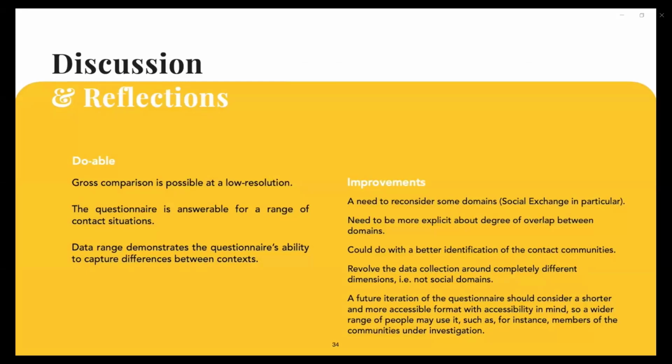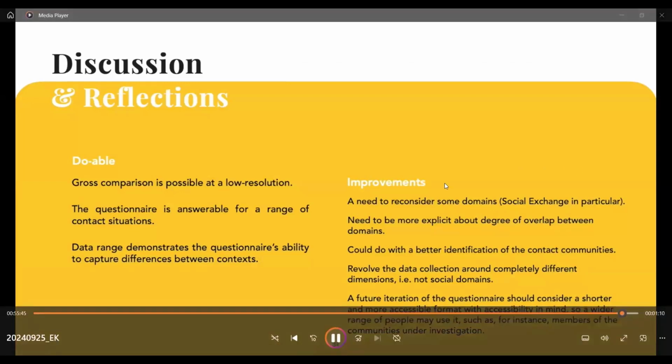And this is a very practical matter, but I think the future iteration of the questionnaire should consider a shorter and more accessible format. This is something that our collaborators have pointed out, that it is very long, and also it is geared towards people who have academic training. So perhaps a different type of questionnaire could be used where community members can fill it out themselves and provide a better assessment of things. And this would probably also reduce the labour involved in that it will be a kind of crowdsourcing activity.